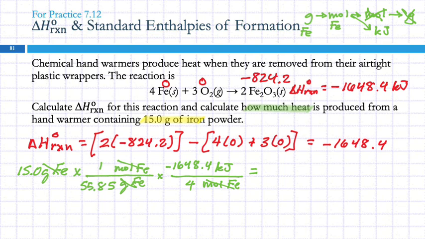15 divided by 55.85 times negative 1648.4. I often forget: don't forget to divide by 4. And then I get negative 110.68. I should have 3 sig figs. So we're going to call that minus 111 kilojoules.